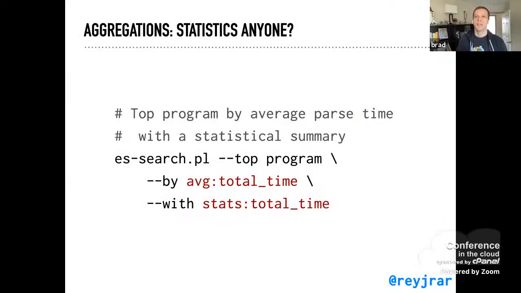So that helps us get some data, but we might be interested in statistical analysis of some of the data. Like this index that I'm working with, I know that the total time field is actually the total time for parsing the raw syslog element into a structured document. If I were looking at the performance of these parsers, the parsers are keyed off the program. So I would want to see all the programs, and I want to see the slowest program parser. So I would use by average total time, and then I can get stats total time. So I can say, give me the top program by average total time with the stats from the total time.